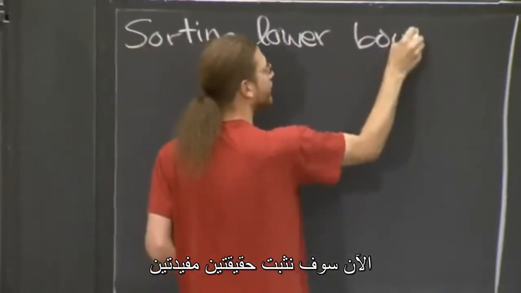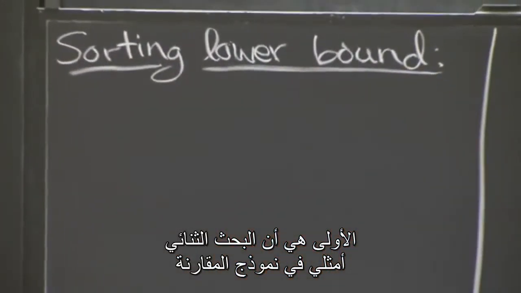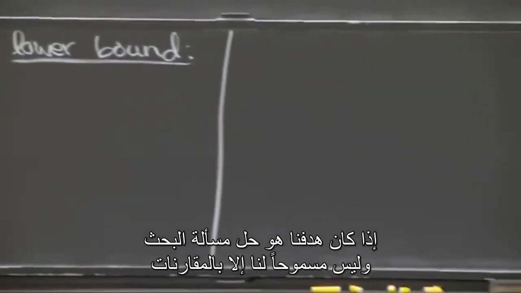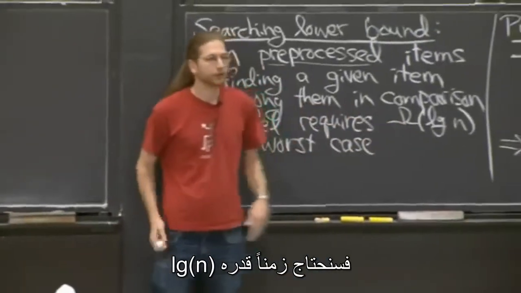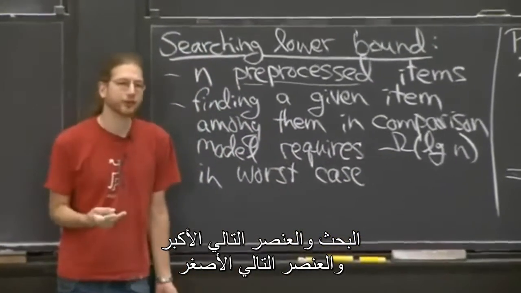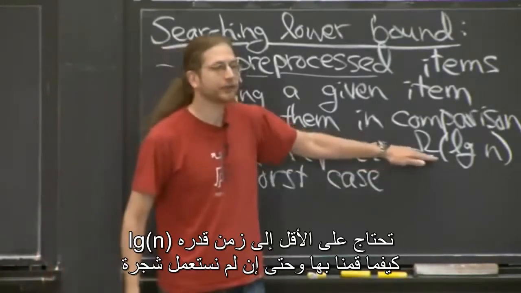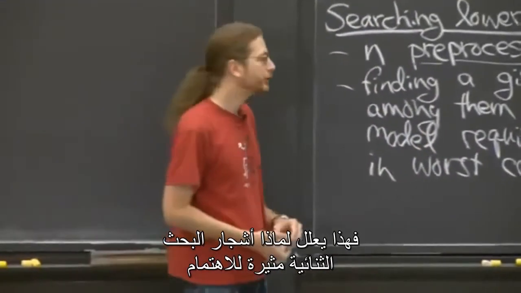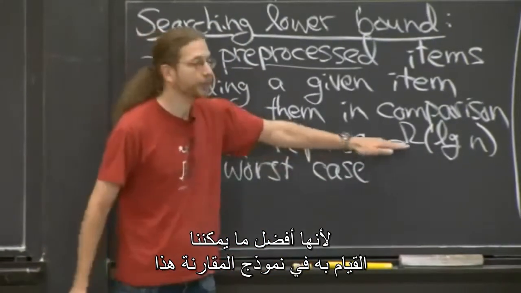Okay, so now we know, we just proved two useful facts. One is that binary search is optimal in a comparison model. The other is that binary search trees are actually a good way to solve a problem. If your goal is to solve search and all you're allowed to do is comparisons, then you need log n time. And so the search or next larger or next smaller, predecessor, successor, in binary search trees need to take at least log n time, no matter how you do it, even if you don't use a tree. So this justifies why binary search trees are interesting, because in the comparison model, that's the best you can hope to do.